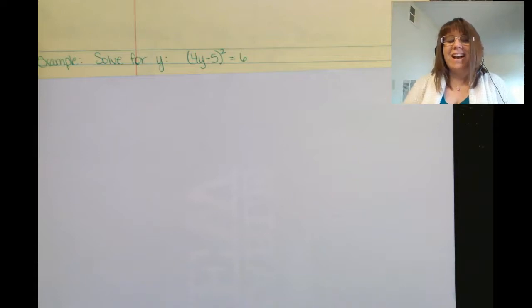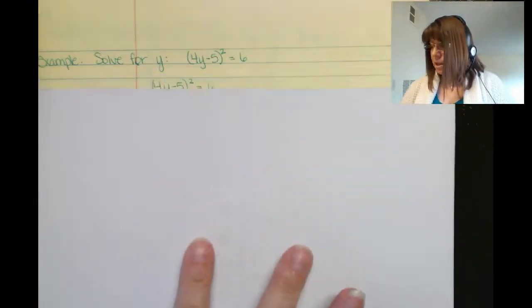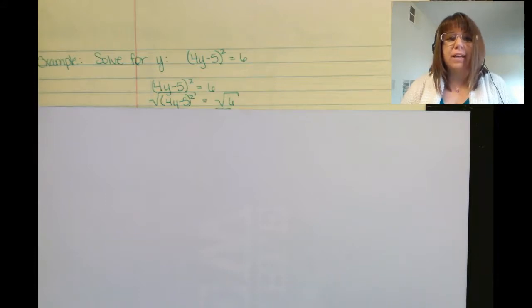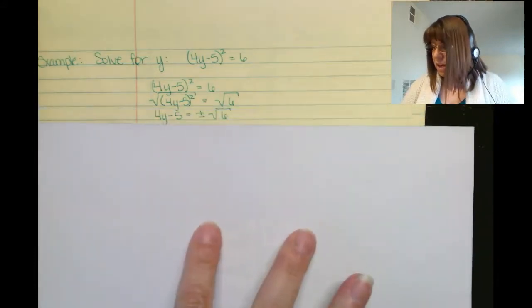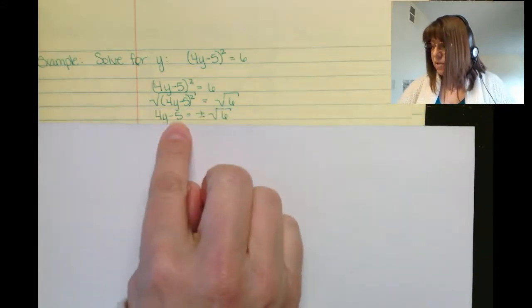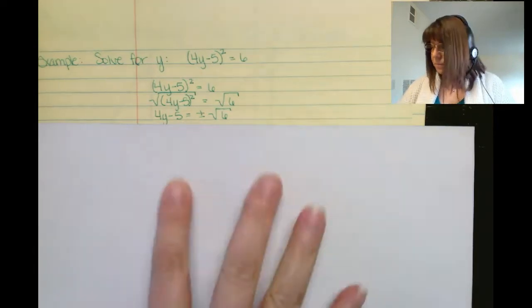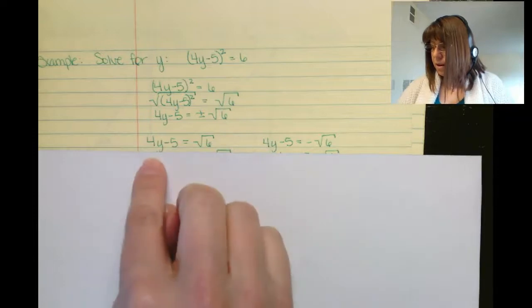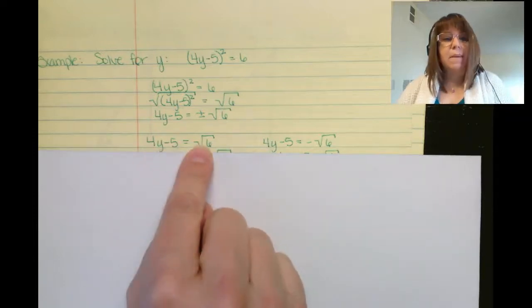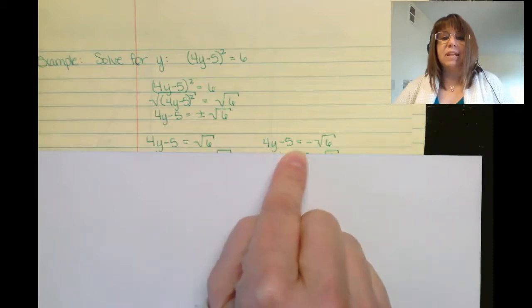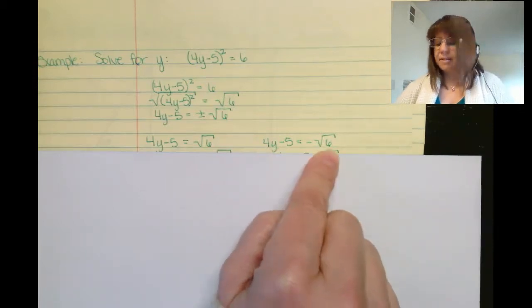All right, quantity 4y minus 5, quantity squared, equals 6. Okay, first thing I'm going to do is take the square root of both sides. That will give me 4y minus 5 equals plus or minus the square root of 6. Break it apart. 4y minus 5 equals positive square root of 6. 4y minus 5 equals negative square root of 6.